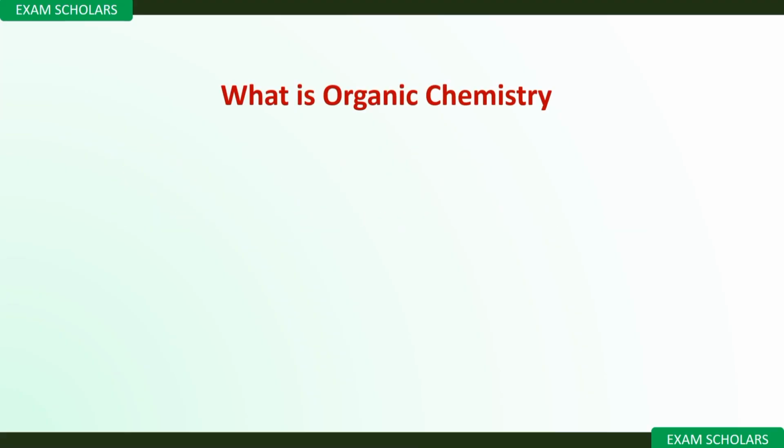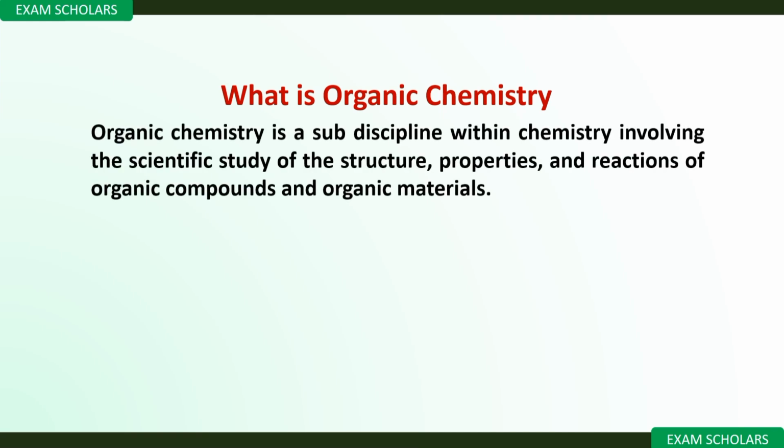Now, what is organic chemistry? Organic chemistry is a subdiscipline within chemistry. It is one branch of chemistry, one aspect of chemistry that studies the structure, properties, and reactions of some compounds. And what is the name of those compounds? Organic compounds and their materials. So the aspect of chemistry that deals with the study of the structure, the properties, and reactions of organic compounds and organic materials, we call that aspect of chemistry organic chemistry.